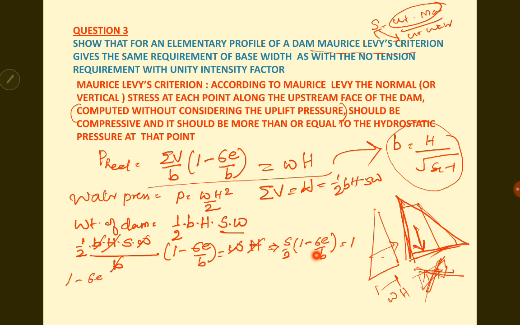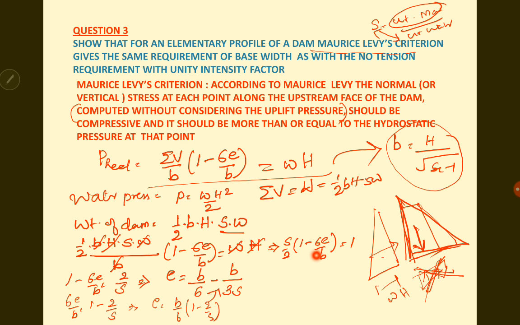1 minus 6E by B is equal to 2 by S. Just rearrange this equation and you can find the value of E. E is equal to B by 6 minus B by 3S, right? So 6E by B will be equal to 1 minus 2 by S, which gives E is equal to B by 6 into 1 minus 2 by S. So you will be getting this equation.